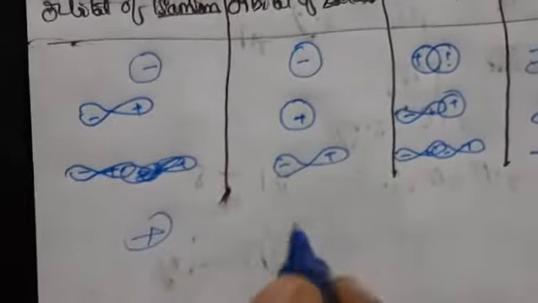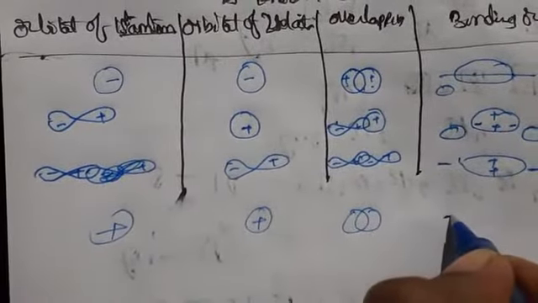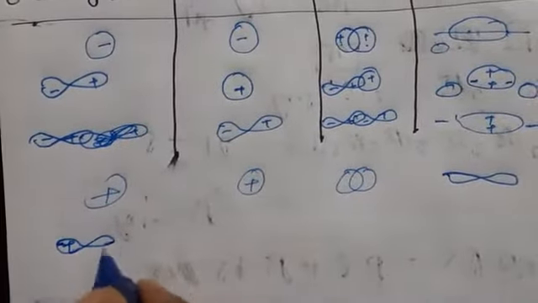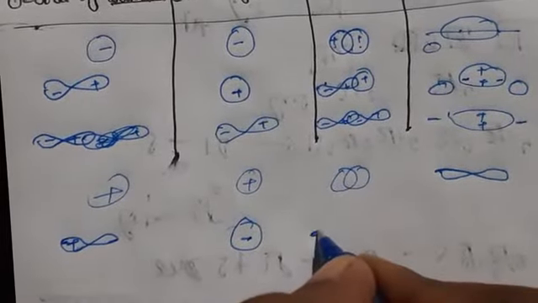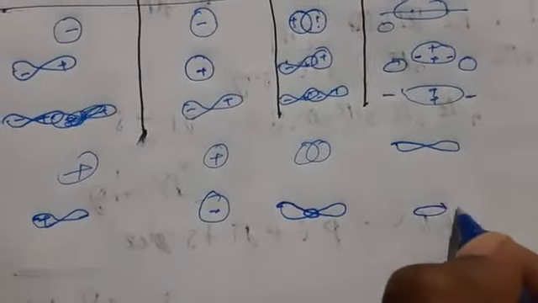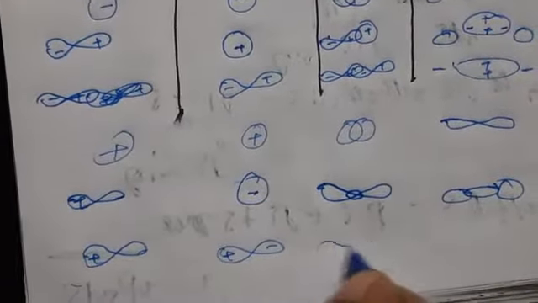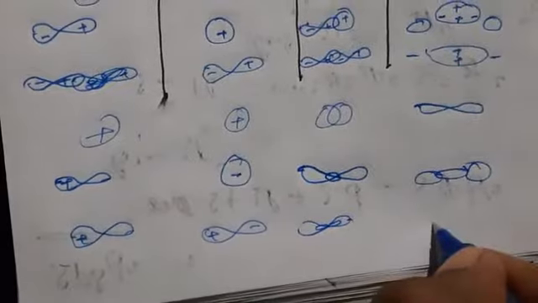Here plus charge, here plus charge, they overlap and give this. If you take plus, minus on this side, and minus charge here, it forms like this, and the bond forms like this. Okay, so if you take again plus, minus, it is going to form like this.